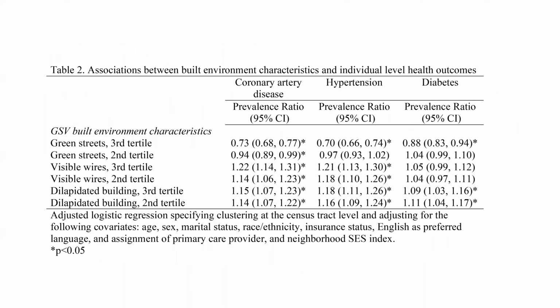So we looked at green streets, visible utility wires, and dilapidated building. Dilapidated building is a new indicator. We're able to add it on top of the others. Both those latter two indicators are trying to capture physical disorder, and they are generally associated with worse chronic conditions. Green streets is associated with lower chronic conditions, lower coronary heart disease, hypertension, and diabetes.